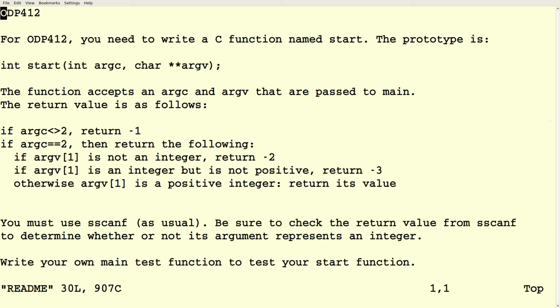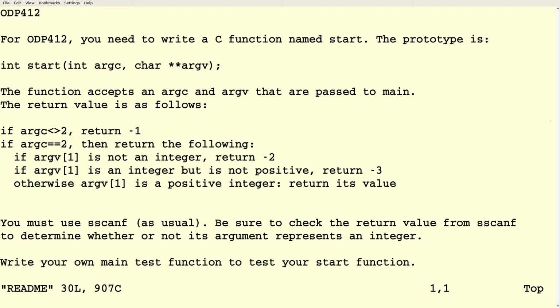If you call it with an argc different from 2, return -1. It's an error. If argc is exactly 2, then you want to look at argv bracket 1. If it's not an integer, return -2. That's an error. If it's an integer but it's not positive, it's less than or equal to 0, that's an error, return -3. Otherwise, convert it to an integer and return the value of that integer.